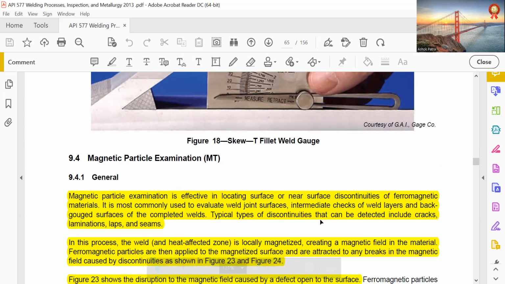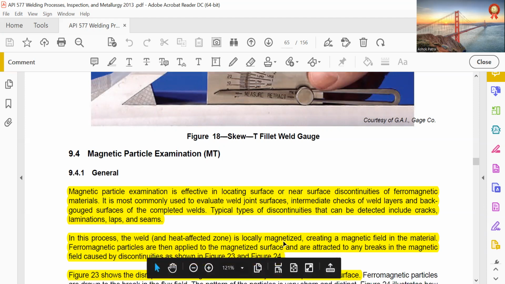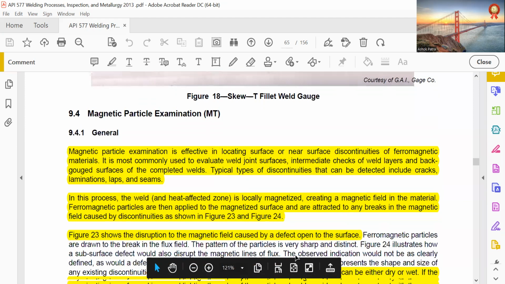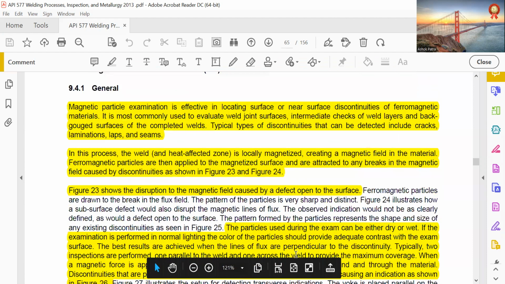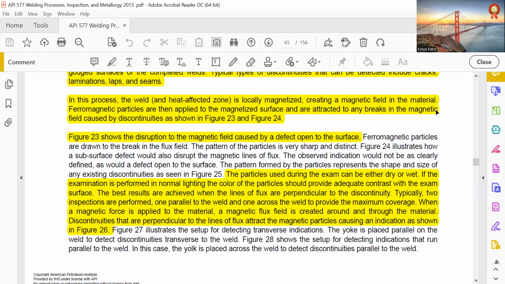Typical types of discontinuities that can be detected include cracks, laminations, laps, seams. In this process, the weld heat affected zone is locally magnetized, creating a magnetic field in the material. Ferromagnetic particles are then applied to the magnetized surface and are attracted to any breaks in the magnetic field caused by discontinuities, as shown in the figure.